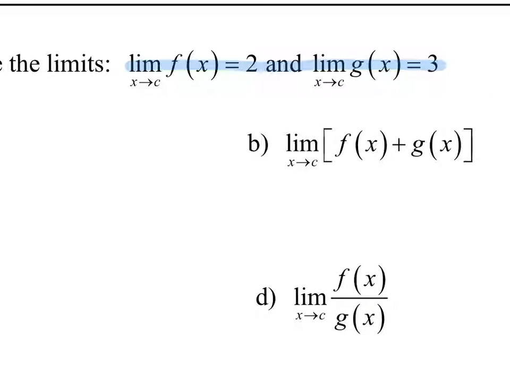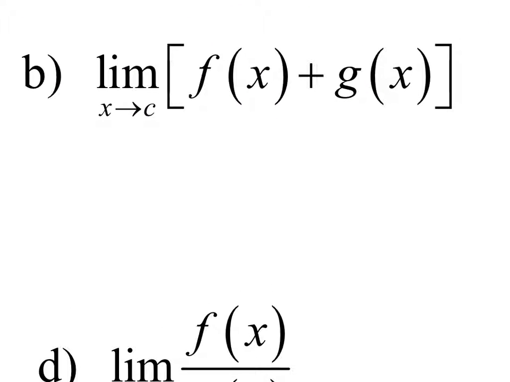Okay, so the limit as x goes to c of f of x plus g of x. What's the limit as x goes to c of f of x? It's just 2. And the limit as x goes to c of g of x was 3. So what's 2 plus 3? 5.